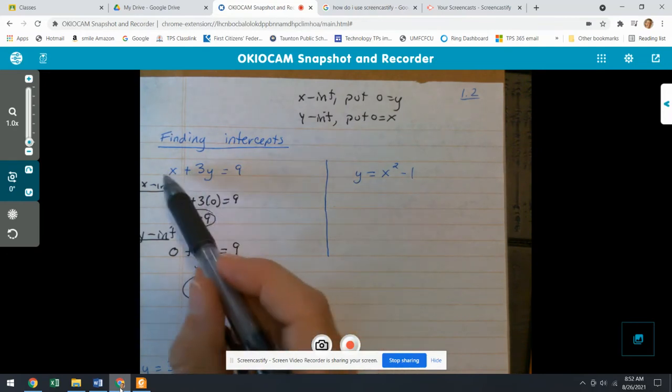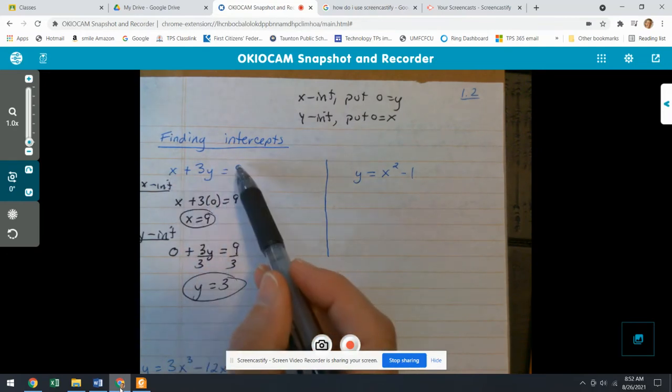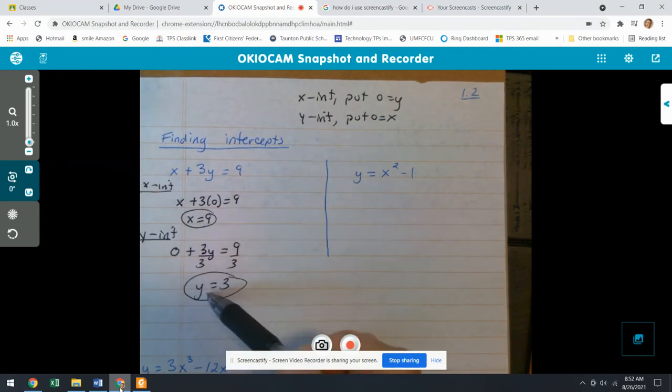If you've taken Algebra 2, you'll recognize this is a line, a linear equation. You could just plot this, and connect the dots. And there's your line.